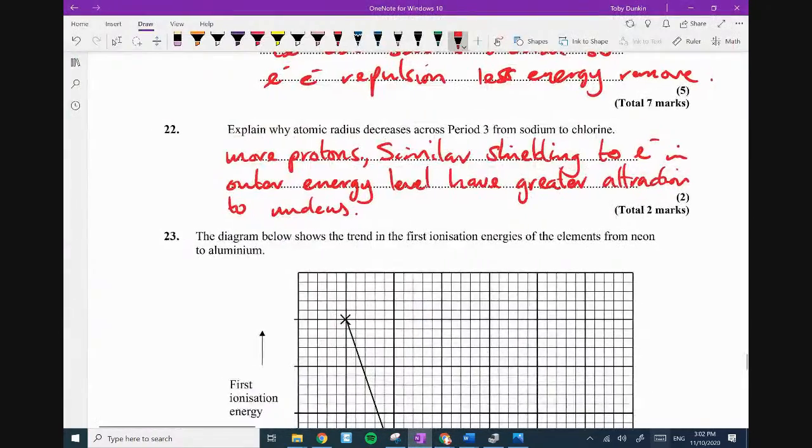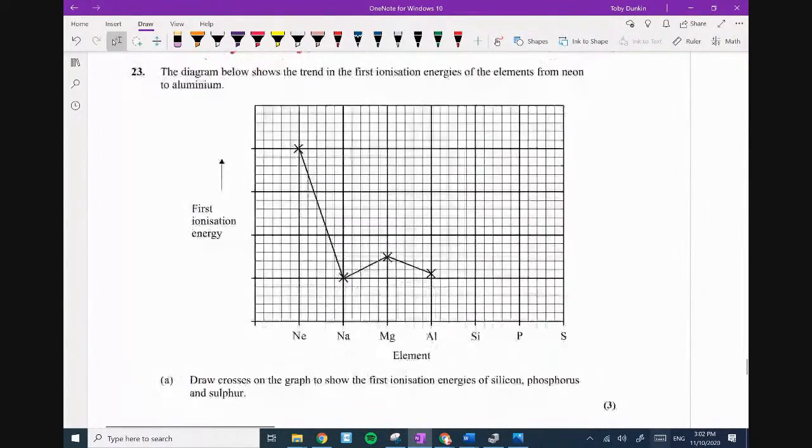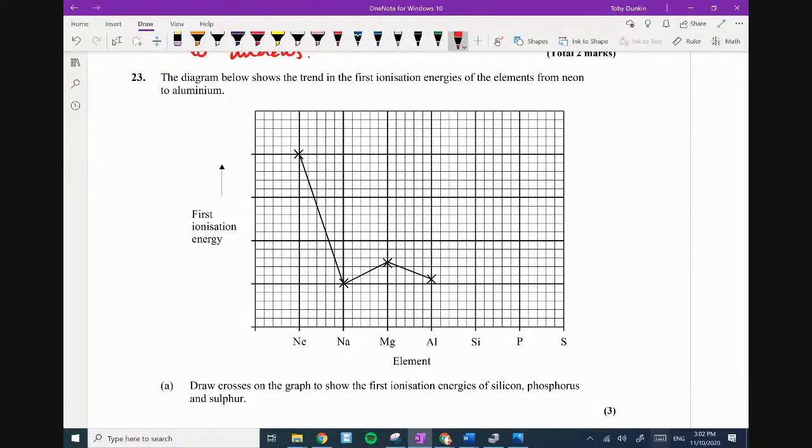That's okay. Next, the diagram below shows the trend in first ionization energies. Draw the crosses on the graph. Right, so there's our normal pattern. This one was from a previous shell. They've linked them together. Aluminium, right, hang on a sec. So we can clearly see that this one is below that one, but above that one.